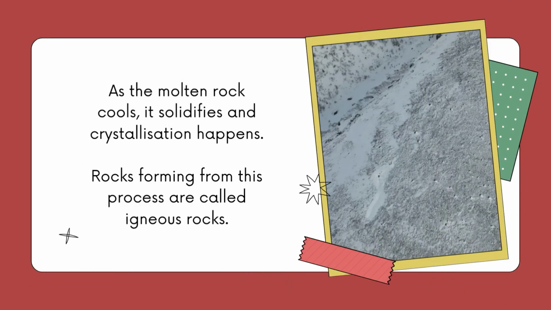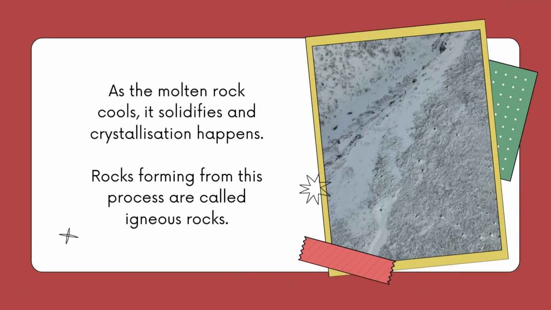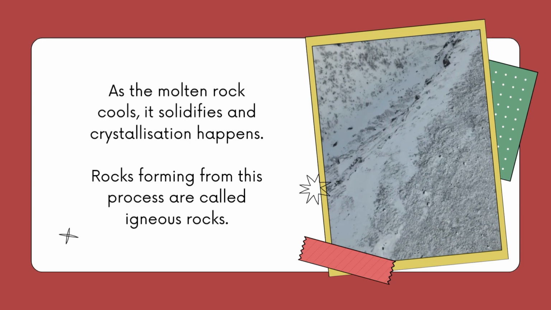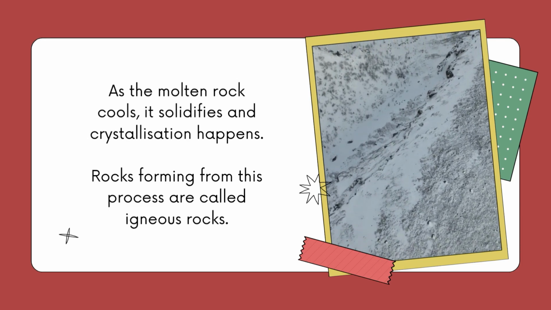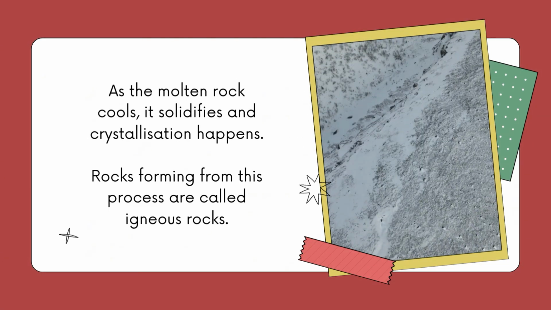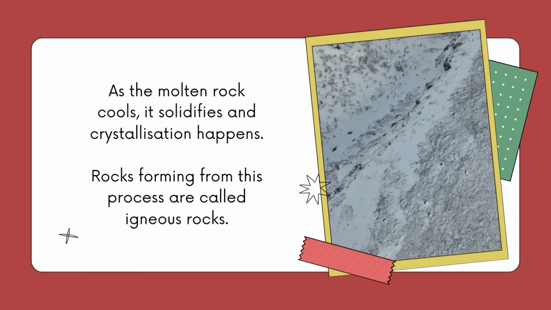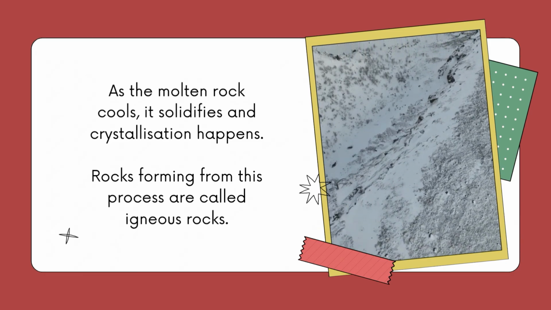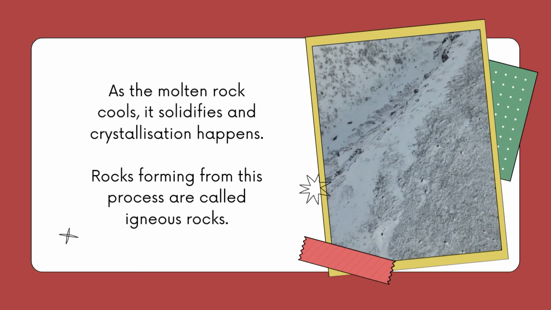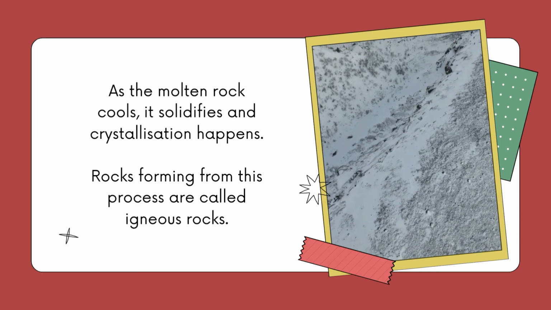As this molten rock cools down, it solidifies. During cooling, crystallization happens. This means minerals arrange themselves into crystals as the rock becomes solid. Rocks that form from this cooling and solidification process are called igneous rocks. So igneous rocks are basically born from fire.